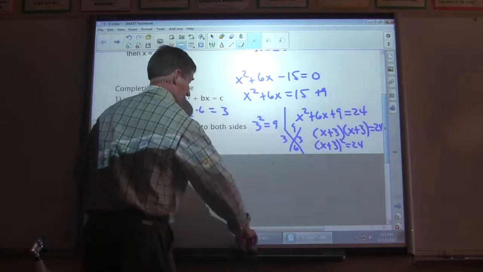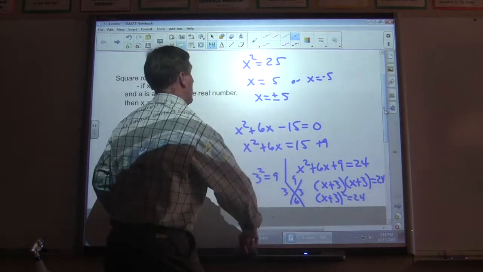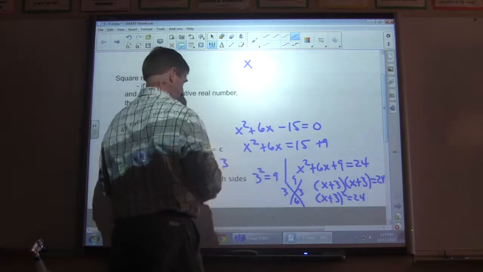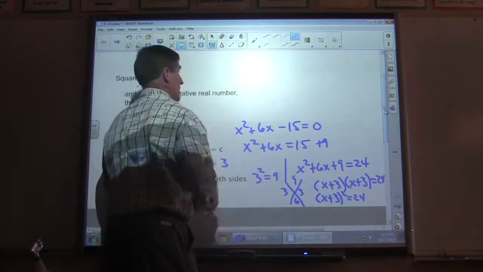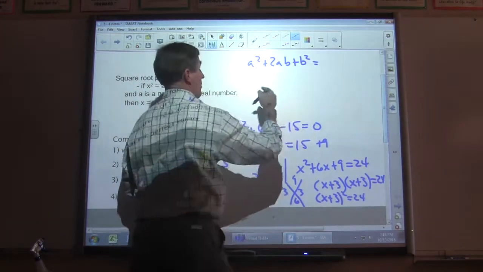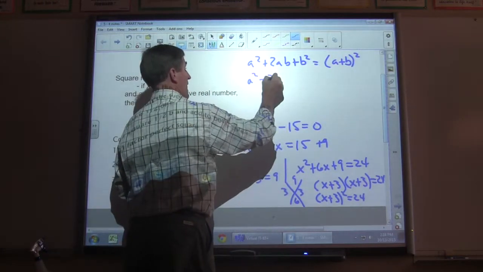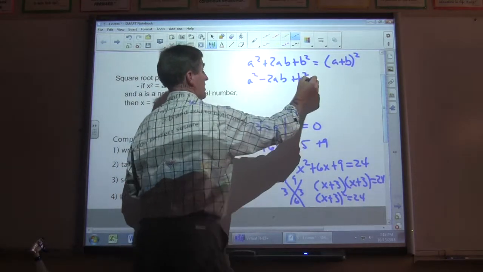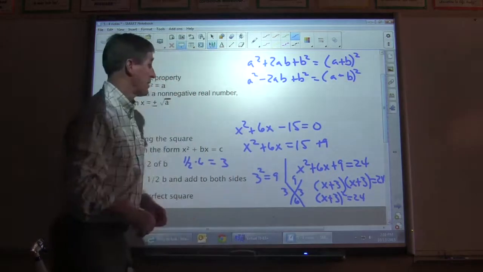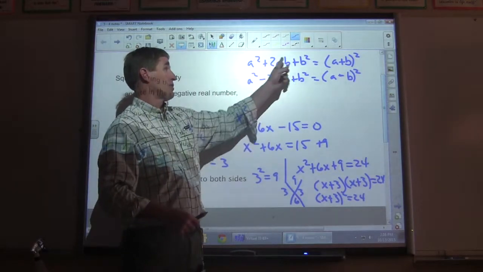And so what we'd like you to understand is that any time that we have a problem in the format of a squared plus 2ab plus b squared, that will always factor into a plus b squared. And if it's a squared minus 2ab plus b squared, it always factors into a minus b squared. All right? It happens when this middle term is double the square roots of these multiplied together.